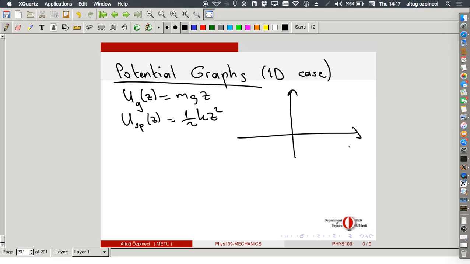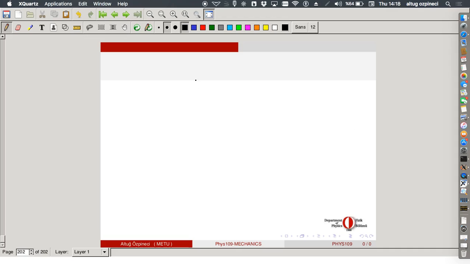So if you just plot them, this is u of z, this is z. This is the potential energy of gravity. This will be the potential energy of the spring. But you can imagine more complicated forces. You can create forces in which the potential energy graph might have a completely different, quite complicated shape. Let's just invent one. This is z, this is u of z. Let's just assume that this is our potential energy graph.